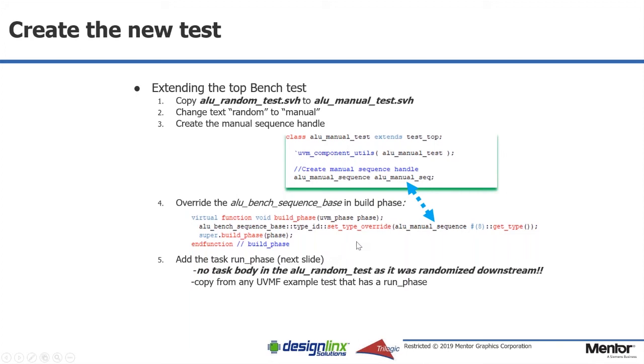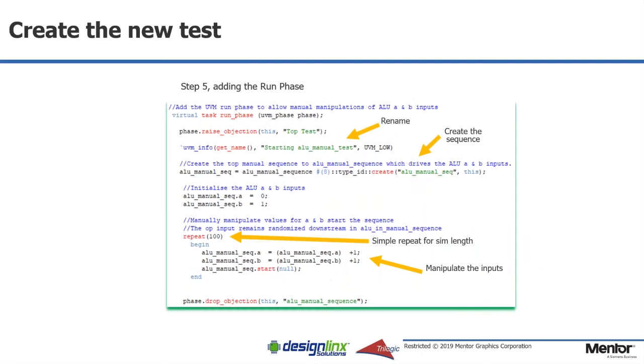The next thing is a little bit more abstracted. The test comes with no task body. That's because it doesn't do any manipulation of the inputs from the top level, as it was randomized downstream. So you can copy from any UVMF example test that has a run phase and edit it. Here's a test run phase that just goes at the bottom of the body of the test, and you just rename it appropriately and create the sequence.